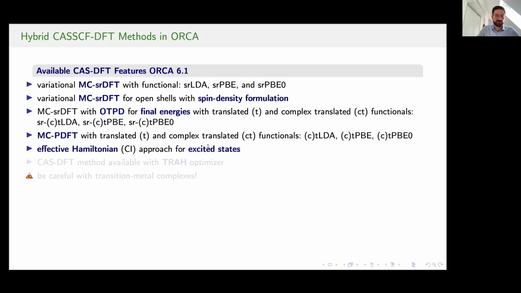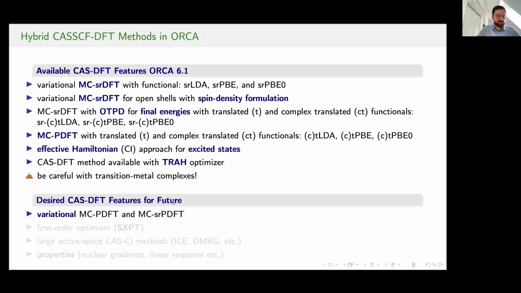For both CAS-DFT methods, we have an effective Hamiltonian, what we call CI approach, available, which is highly recommended if you look at excited states and excited state potential energy surfaces. Both methods are available with the TRA optimizer, which is a second order approach with a step restriction. We also looked at transition metal complexes. There are some systems where CAS-DFT looks very good, and there were some systems for which CAS-DFT looks very bad, and we are currently investigating what might be the reason for that.